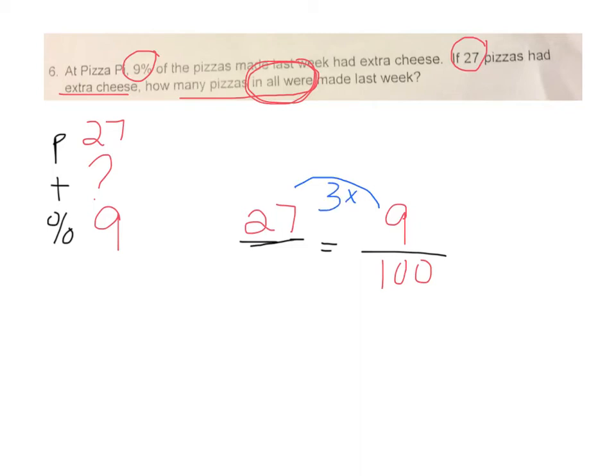Well, since I am going from the smaller number to the bigger number, I keep with the multiplier. 9 times 3 is 27. 100 times 3 is 300. So we made 300 pizzas total.